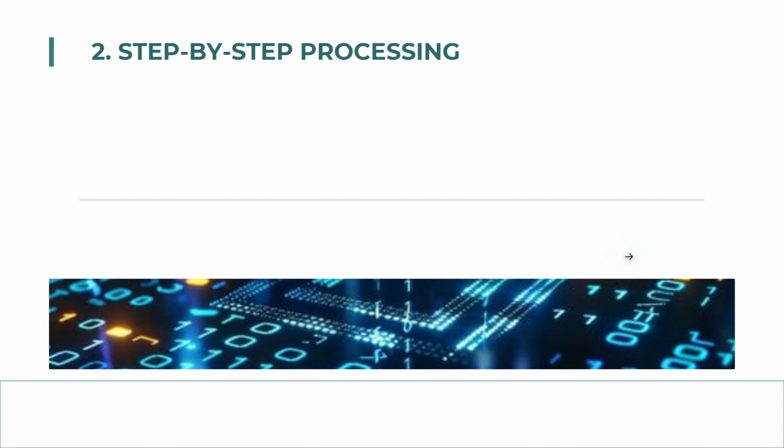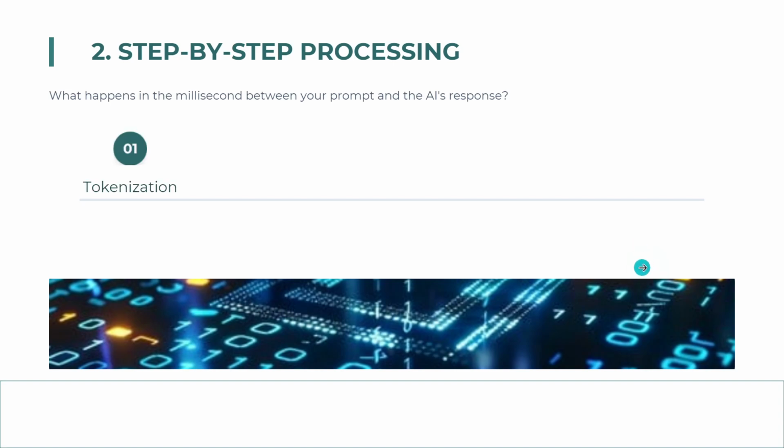All right. So next is step-by-step processing. What happens in the milliseconds between your prompt and the AI response? Okay. It follows a very specific four-step sequence. Now, the first one is tokenization. The AI doesn't see words, it sees tokens. It slices your text into small chunks that it can digest easily.